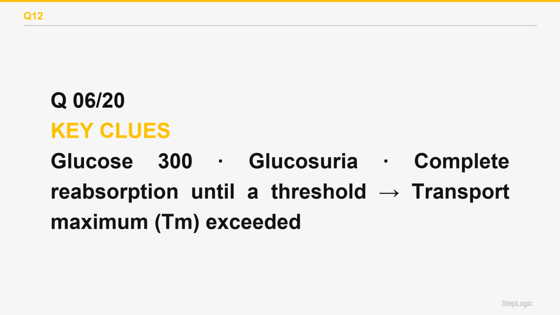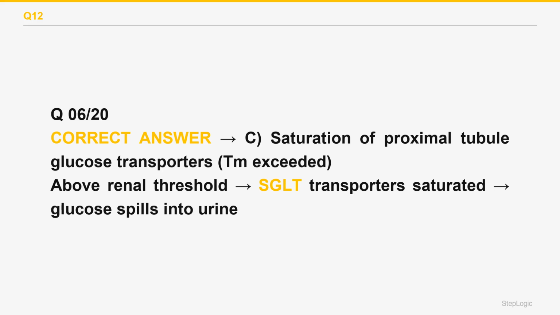When plasma glucose rises high enough, the renal threshold, around 180 to 200 milligrams per deciliter, the filtered glucose load exceeds the transporters' reabsorptive capacity. They become saturated. Any glucose beyond what the saturated transporters can reclaim stays in the tubule and is excreted in the urine: glucosuria. The correct answer is C.